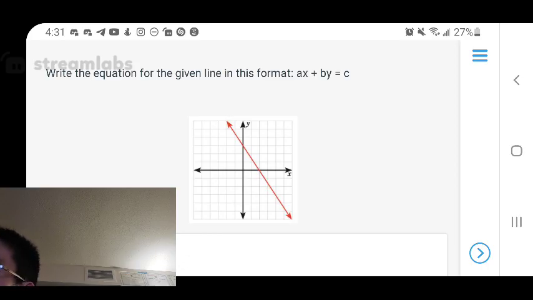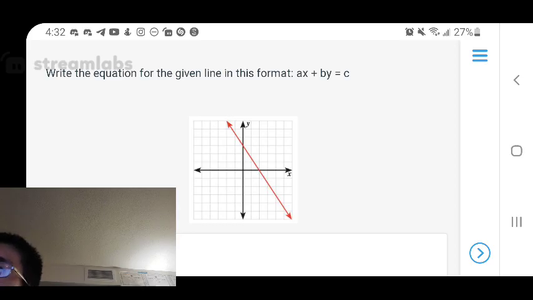So 2 times A plus 0 is C. X is 2, y is 0, 2A equals C. You can also put 0 comma 3: 0 plus 3B is C, y is 3. And you know 2A equals 3B equals C.